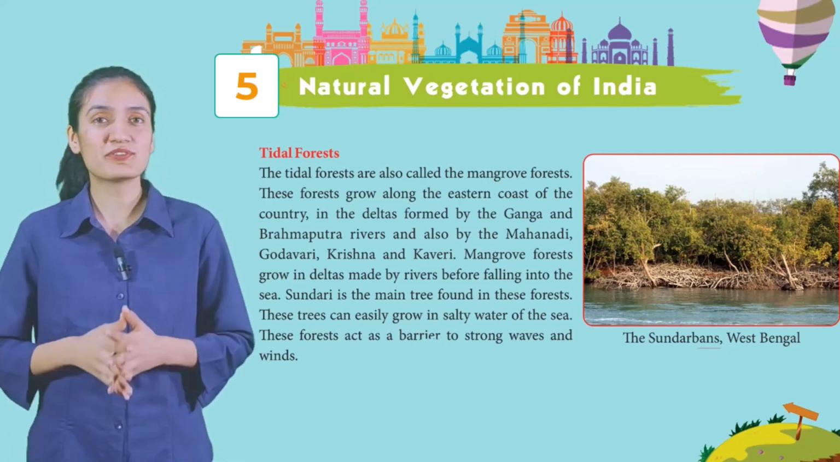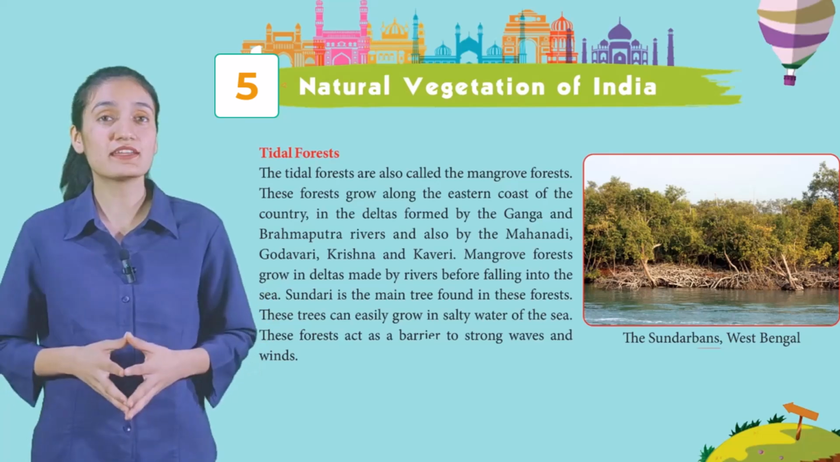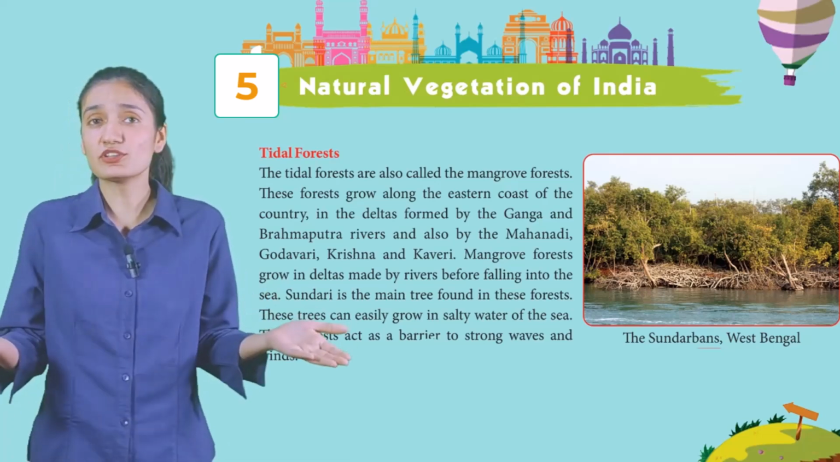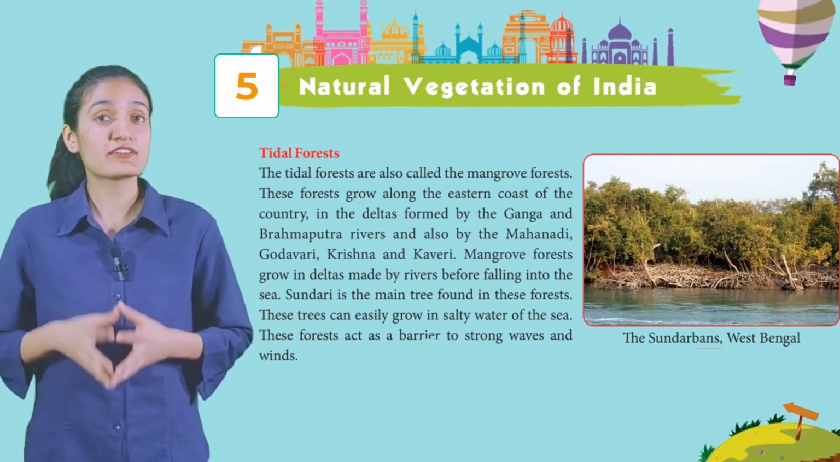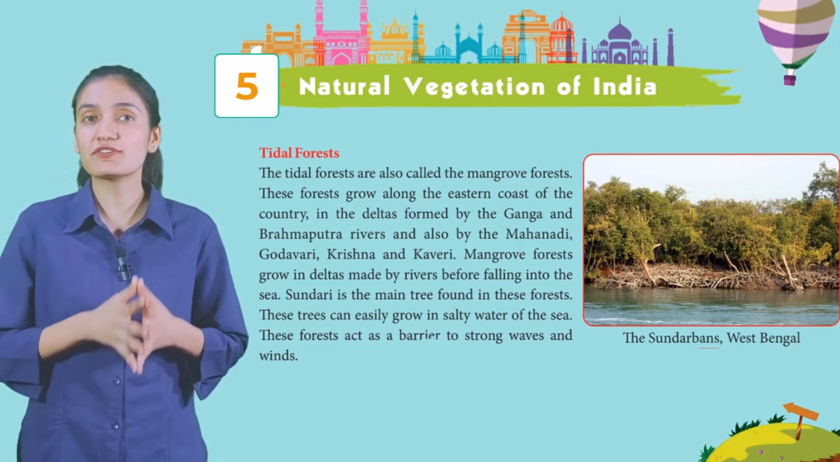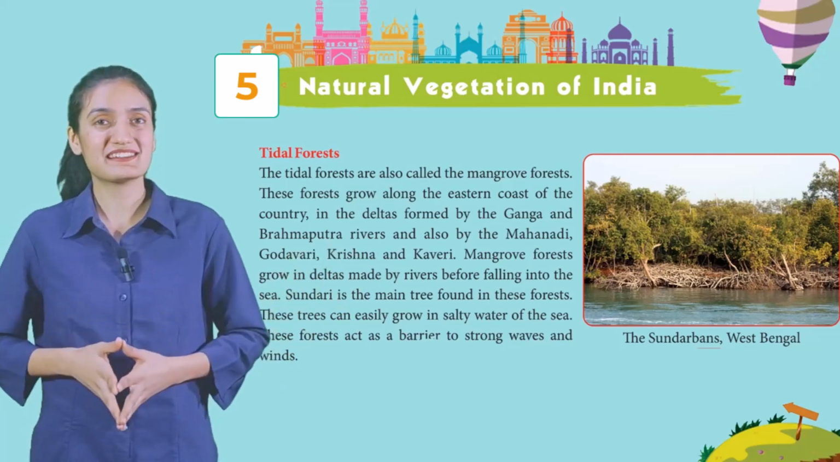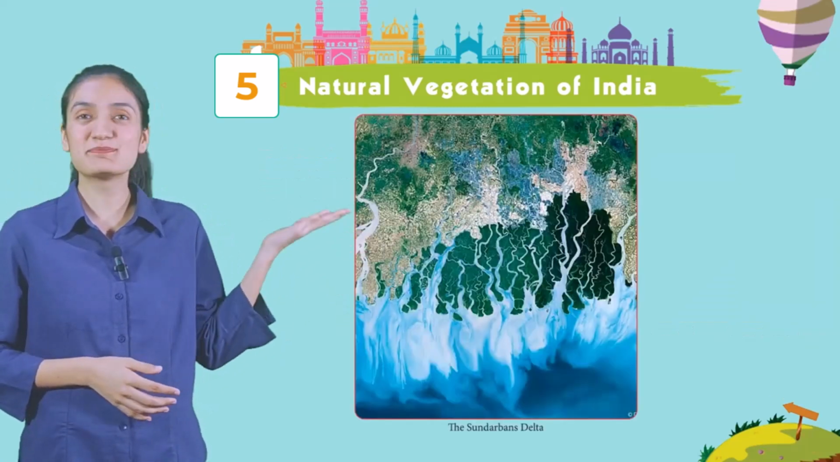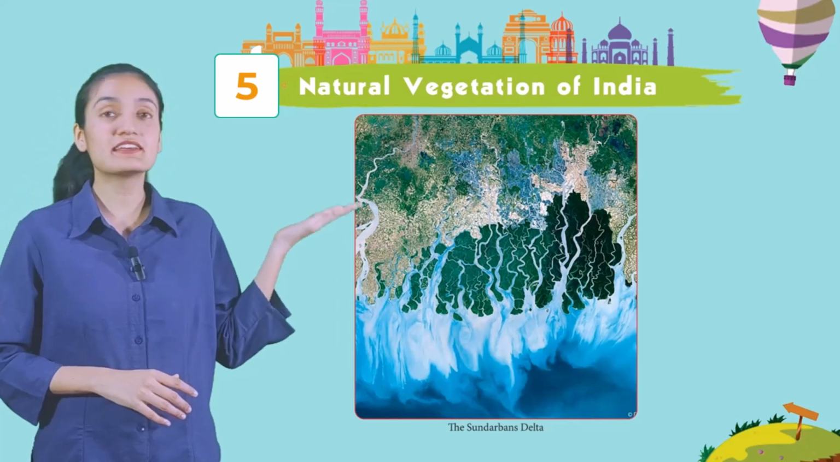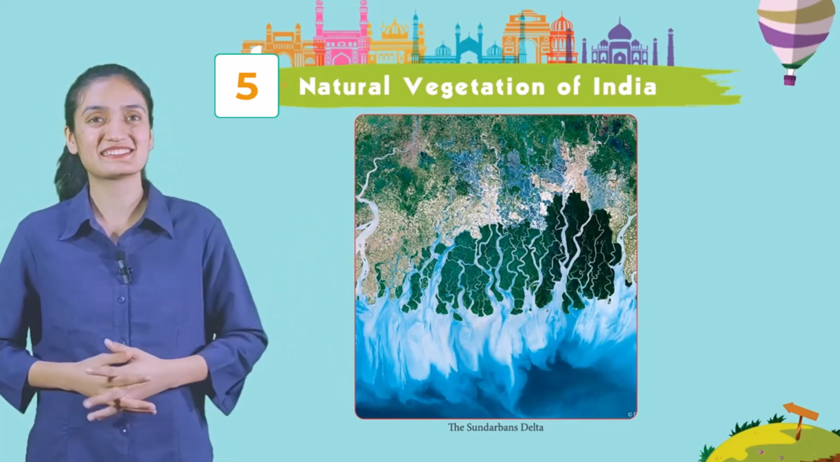Sundari is the main tree found in these forests. These forests can easily grow in salty water of the sea. These forests act as a barrier to strong waves and winds. You can see the Sundarbans, West Bengal. Now look at this beautiful picture. This is the Sundarban Delta.